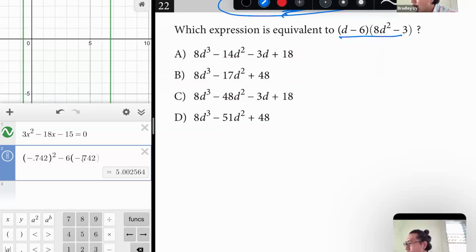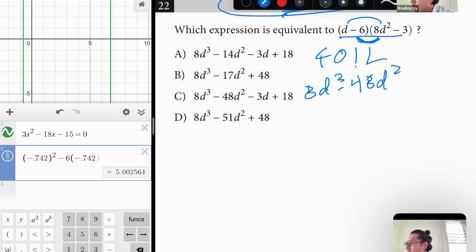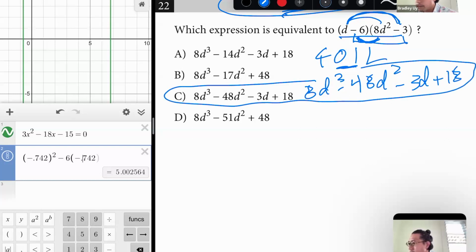But I'm going to do FOIL, which again stands for first, outside, inside, last. If you multiply those, we'll have 8d to the third. I'll do the inside next, actually. If you multiply these, you'll get minus 48d squared. Okay, and then if you do the outside, which are these, because I already did the inside, minus 3d. And if you do the last, which are these guys, you have plus 18. Please notice this expression is right here. So the right answer to this is C.